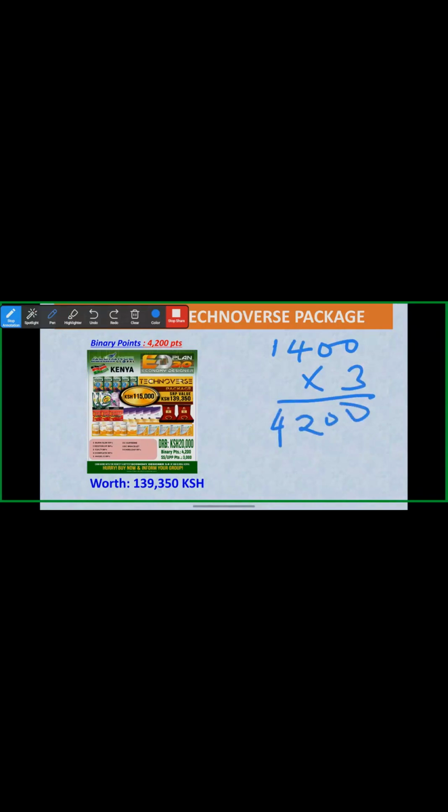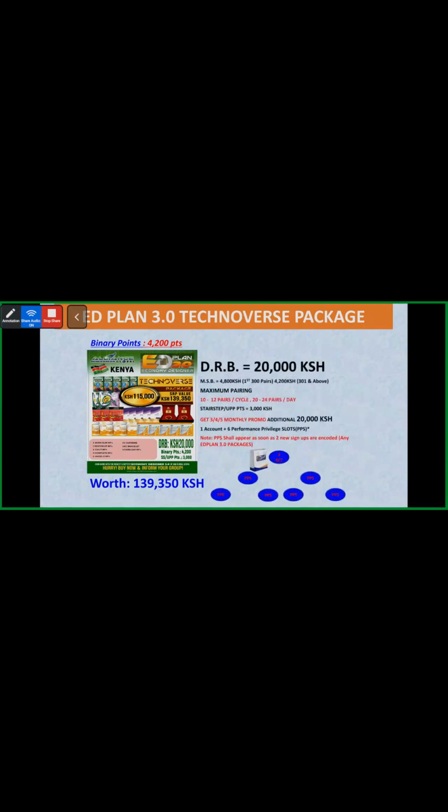So it's as if you have registered Technoverse, the system assumes it's as if you have registered three people. And on this other side too, if you register someone with Technoverse, the system detects it as if you have also registered three people. So instead of 4,800, the system detects it as if you have registered Neoverse 3, and this side also detects it as if you registered Neoverse 3. So it will give you 4,800 by 3. That is the special thing about it.